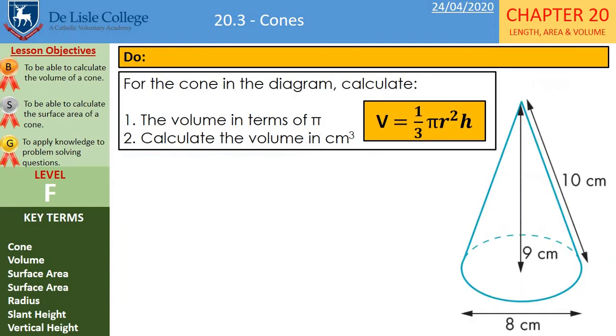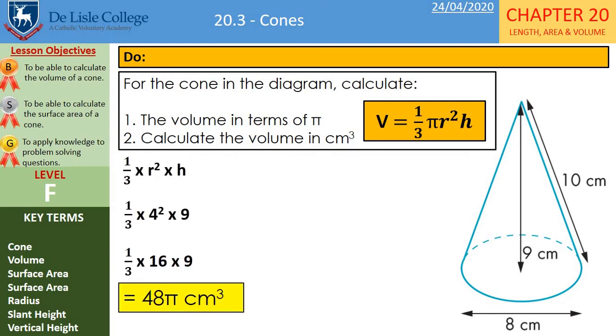Right, very good, lovely. We're going to have a go at another question now. We're going to go straight in at this one. What I'd actually like you to do is we're going to ignore this in terms of pi bit to begin with, and just go with the full formula and put all of the information in.